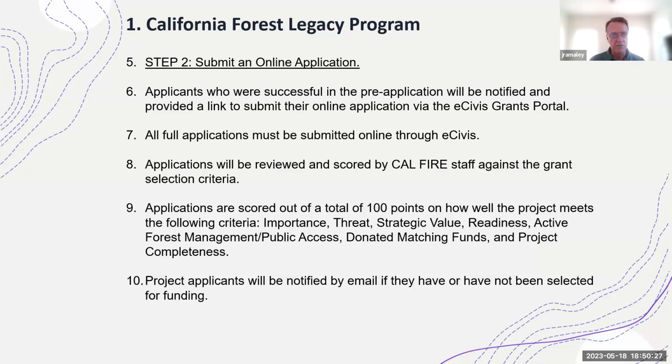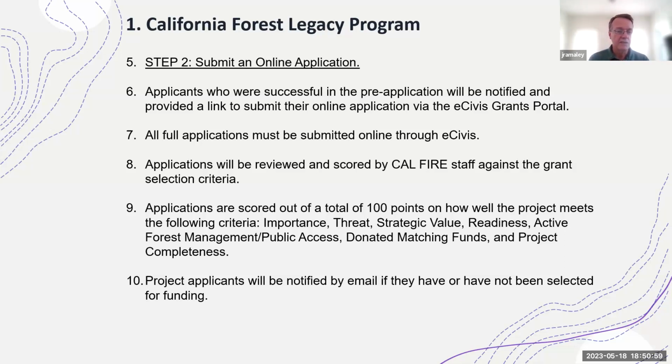Those will then be reviewed and scored by CAL FIRE against our grant selection criteria. There'll be 100 points. This will be very similar to the federal program: importance, threat, strategic value, readiness, active forest management, public access. We're also talking about if there is a bargain sale or donated matching funds, and then project completeness. This is kind of a readiness item, a little bit different light. And you have to read the grant guidelines for that.